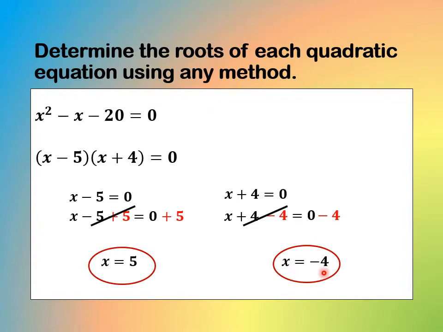Therefore, the roots of x squared minus x minus 20 is equal to 0 are 5 and negative 4.